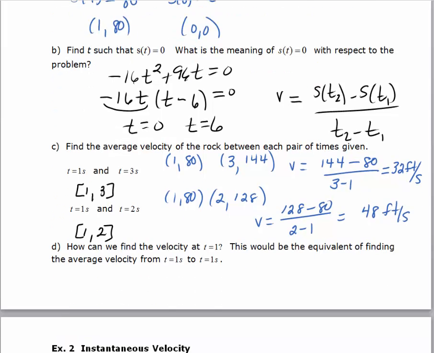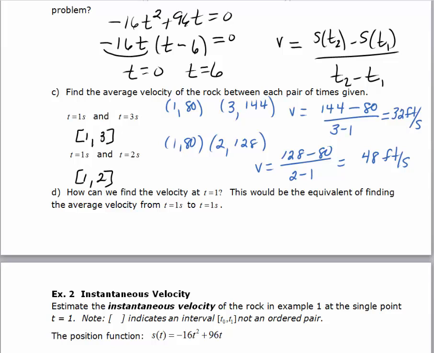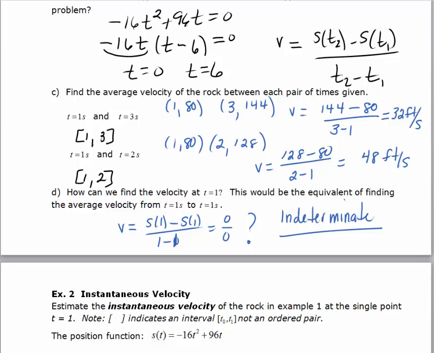What if I wanted to know the actual velocity at t equals 1 second? Well, this would be the equivalent of finding the average velocity from t equals 1 second to 1 second. But there's a problem with that, because it gives us this formula. It gives us s sub 1 minus s sub 1 all over 1 minus 1, which gives us 0 over 0, which actually doesn't tell us anything. It doesn't say that there isn't an answer, but it doesn't tell us that there is an answer. There's actually a word for this. This is called indeterminate.